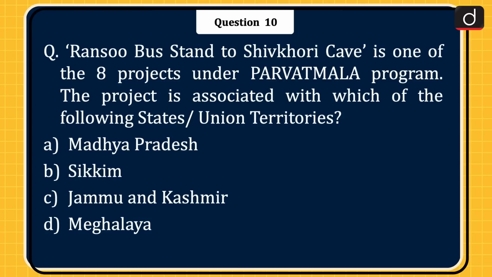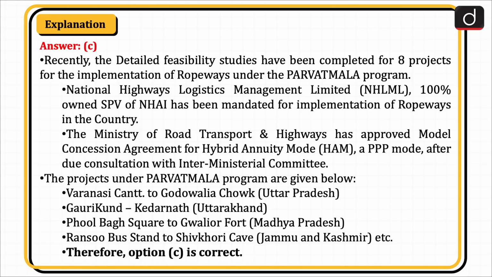Last question is, Ransu bus stand to Shiv Khori cave is one of the 8 projects under Parvatmala program. The project is associated with which of the following states or union territories? Madhya Pradesh, Sikkim, Jammu and Kashmir or Meghalaya? The correct answer is option C, Jammu and Kashmir. Recently, the detailed feasibility studies have been completed for 8 projects for the implementation of ropeways under the Parvatmala program. National Highways Logistics Management Limited, 100% owned SPV of NHAI, has been mandated for implementation of ropeways in the country.